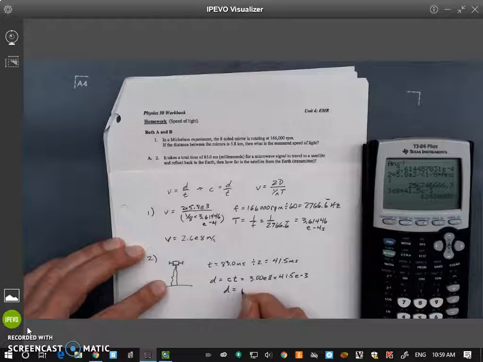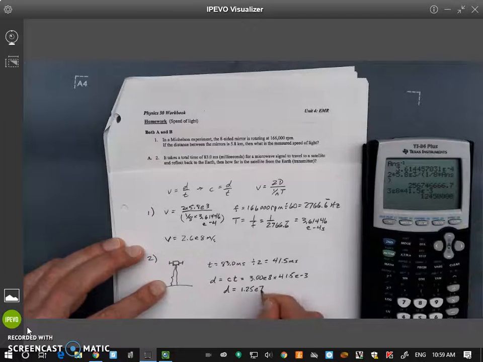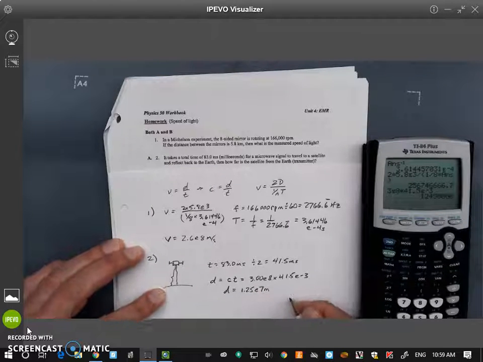Alright, I get 1.25 times 10 to the 7 meters. So if we take off 3 from the exponent, the power of 10, then I've got times 10 to the 4. And so it's 1.25 E4 kilometers.